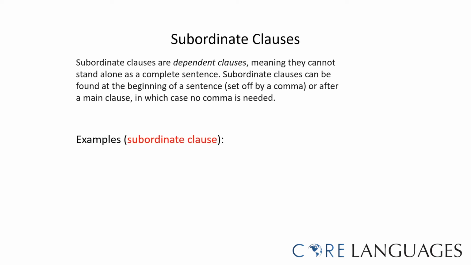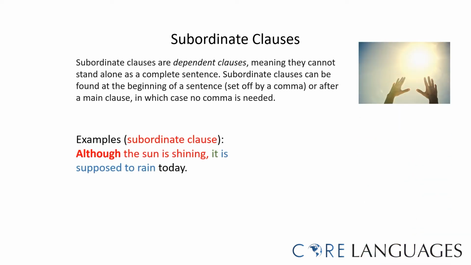For example, although the sun is shining, it is supposed to rain today. Although the sun is shining is the subordinate clause. Although is the subordinating conjunction, and we separated the main clause and the subordinate clause with a comma.